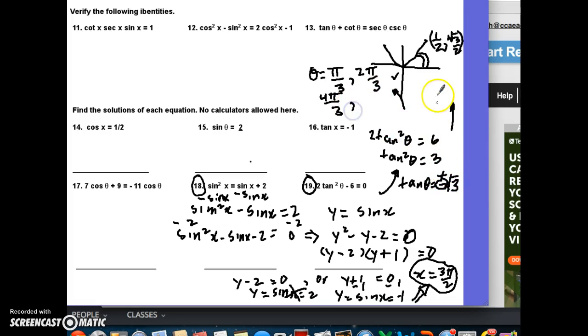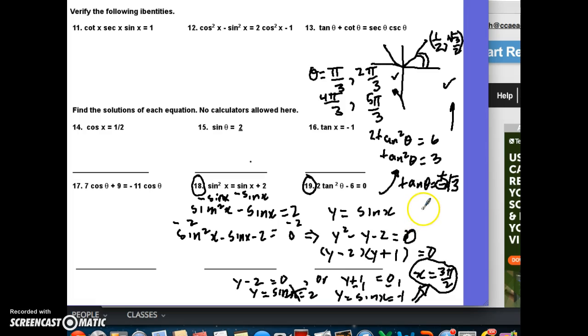And finally, in the fourth quadrant, where cosine is positive and sine is negative, the negative feature would be satisfied, and that would be 5 pi over 3. So we have a lot of solutions here to this one.